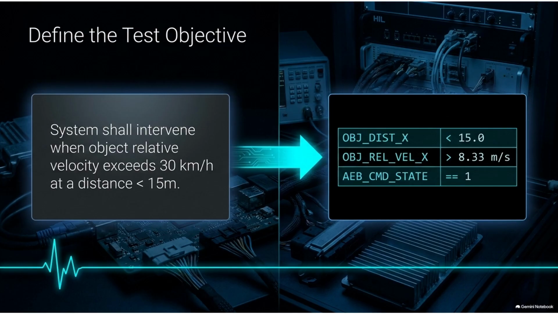A good validation test converts a written requirement into measurable signals. Here is our requirement. If you could look at the screen, the system must intervene when the objective relative velocity is over 30 km per hour at a distance under 15 meters. To test this, we convert it into three exact signal criteria. That means we break it down: for distance, one signal; relative velocity, one signal; and then the AEB command, one signal, and its conditions are given.